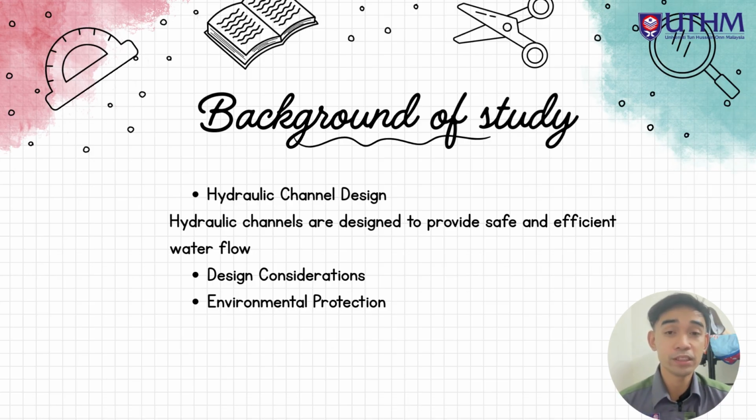The common materials used are concrete and rock, and the channel shape influences water flow. So you can see the design and the shape influence the flow rate and so on. The types of channel are trapezoidal and rectangular. Good design prevents water overflow and channel erosion, and environmental protection helps protect the surrounding ecosystem.